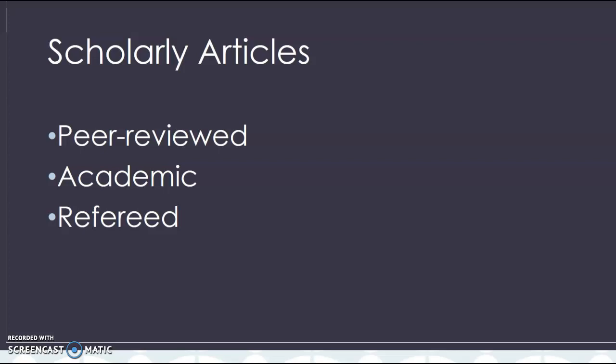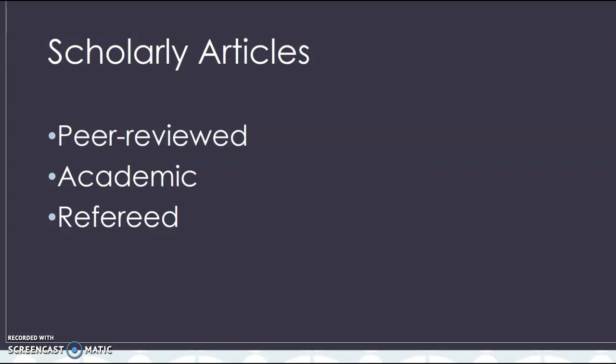Other words that you might see referring to scholarly articles could be peer-reviewed or academic or refereed. It all means the same thing. So it means a panel of experts has gone over this research and said that they agree with it. It's a higher level of credibility and rigor. Experts in the field write these articles, and other experts in the field pretty much check their work.